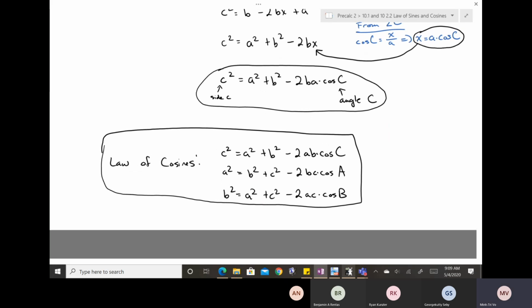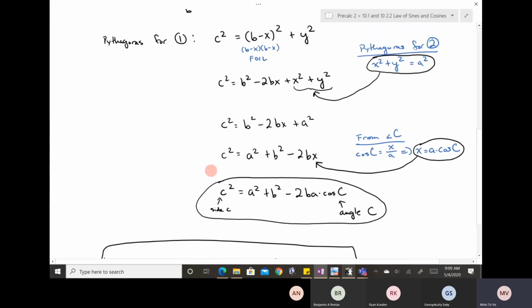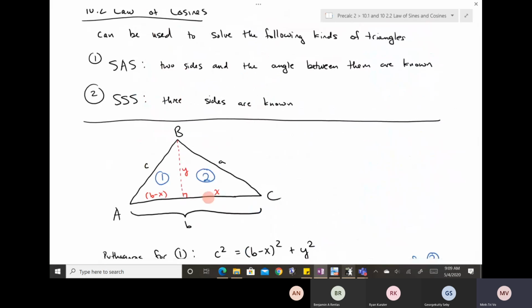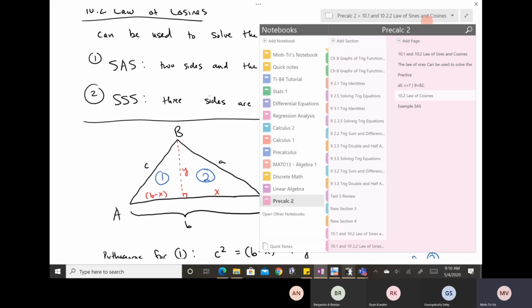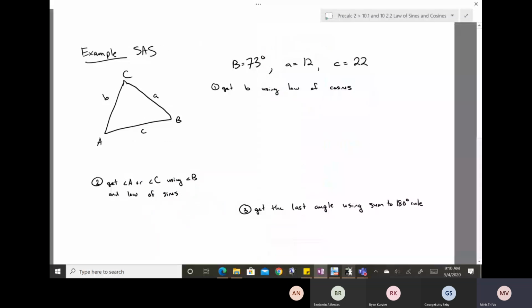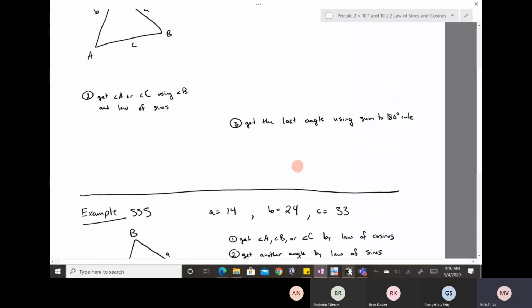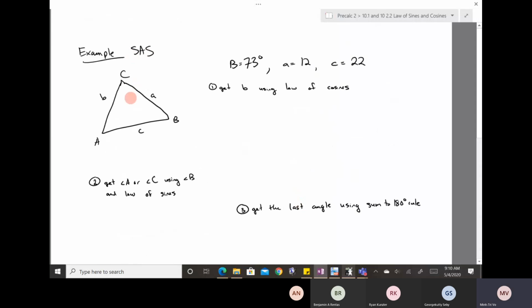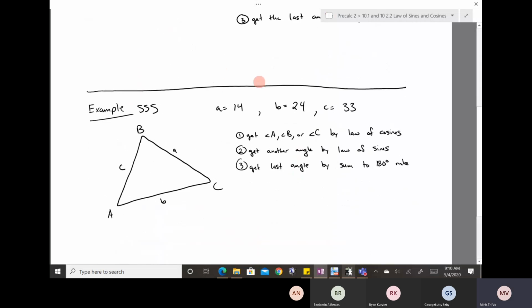Okay, so this is the law of cosines, and again, you can use it for these two cases, right? So either an SAS triangle or an SSS triangle, and in both cases, you can completely solve the triangle. So the last page is just examples of exactly these kinds of triangles.